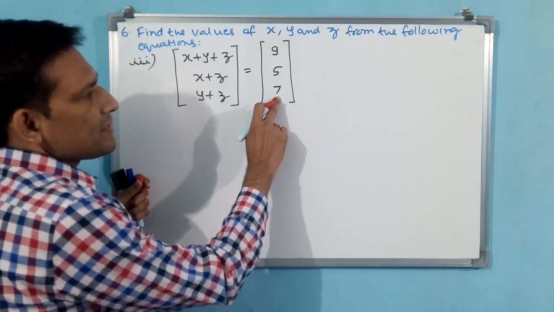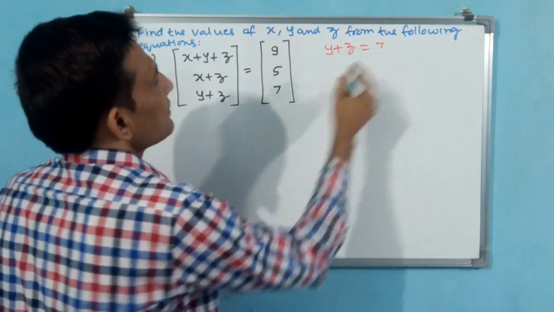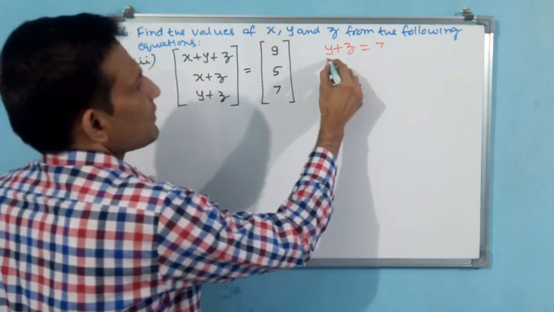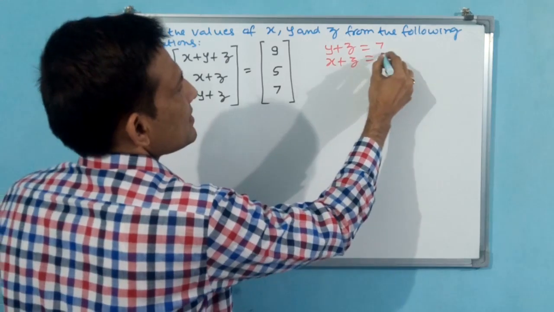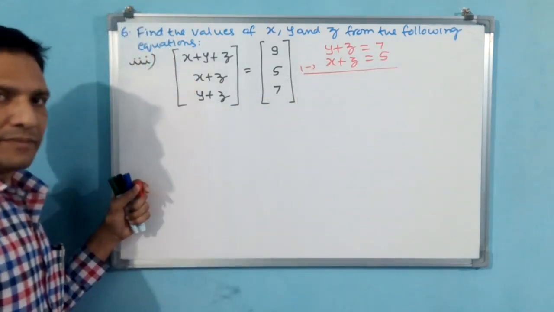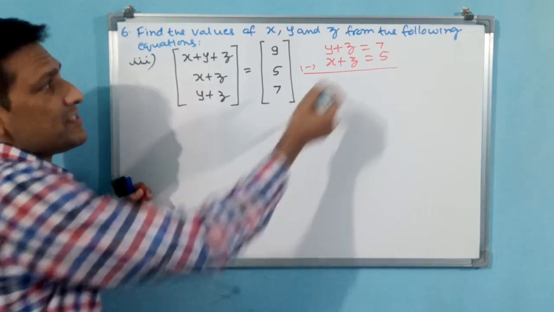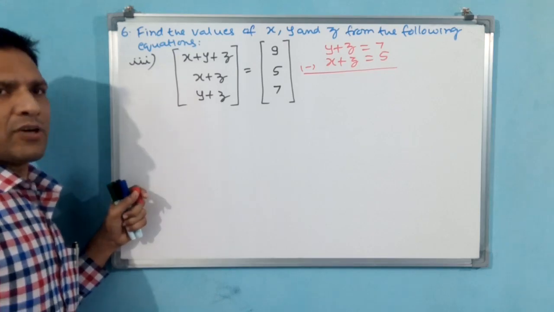See, y plus z is bigger. That is why you first write y plus z. Y plus z is equal to 7. Then x plus z is equal to 5. Okay. Now you subtract. Subtraction. Why? Because z is going to get cancelled. Like that you have to think.